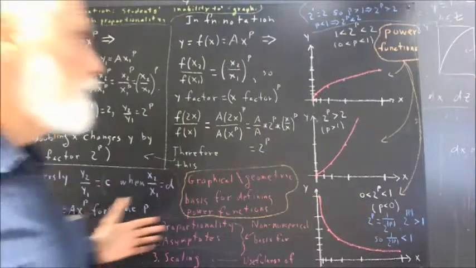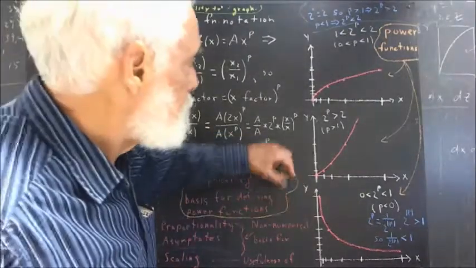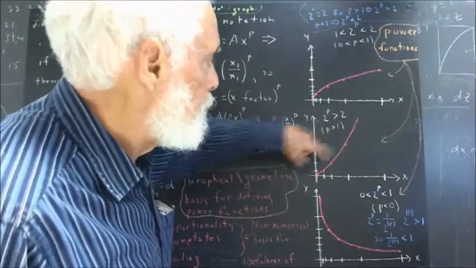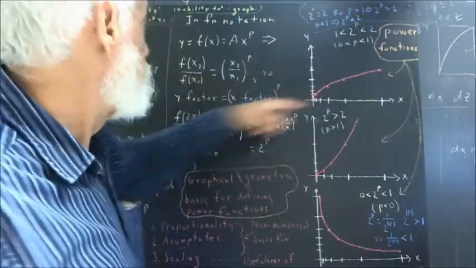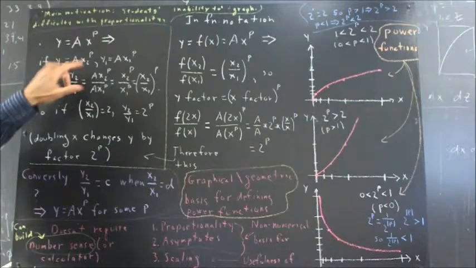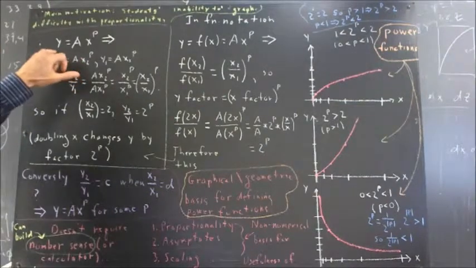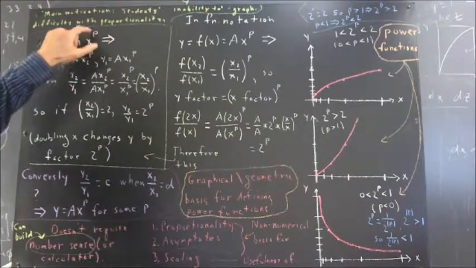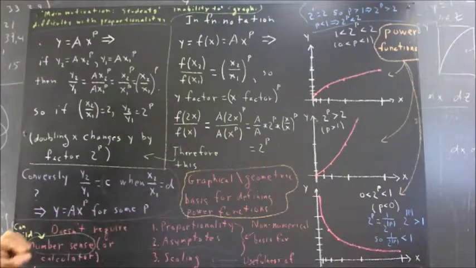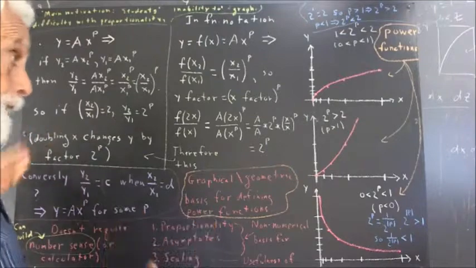Now, what we'd really like to show is if this rule holds, then we have what we call a power function, a function that could be expressed as y equals a times x to the p, where p is some power. This is what we mean by a power function if we define it algebraically.